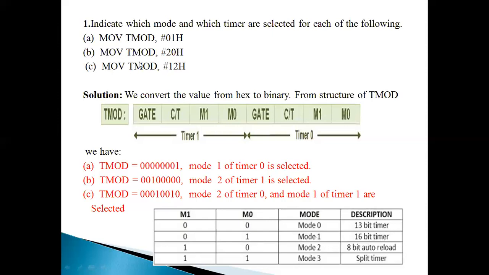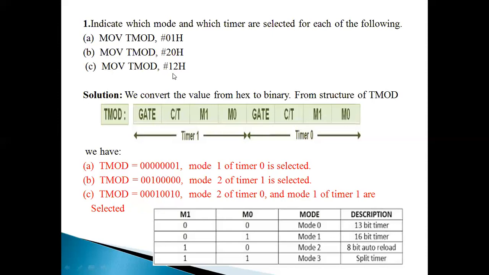Next, similarly, if you have 20H in the TMOD register, you can see the value here. In this case, the lower nibble is completely 0. It means timer 0 is not selected. Timer 1 is selected, and in that the mode is 10, which stands for mode 2. So mode 2 of timer 1 is selected.